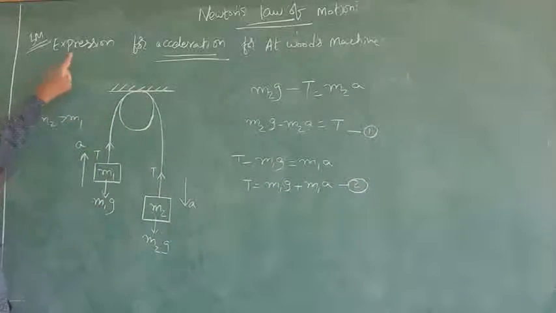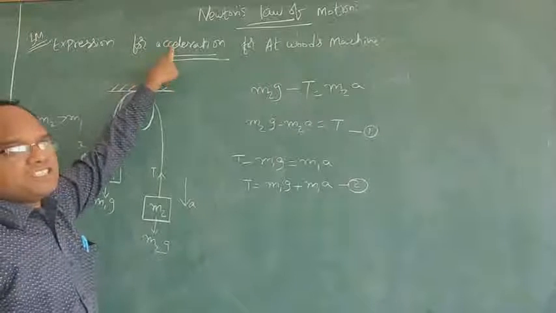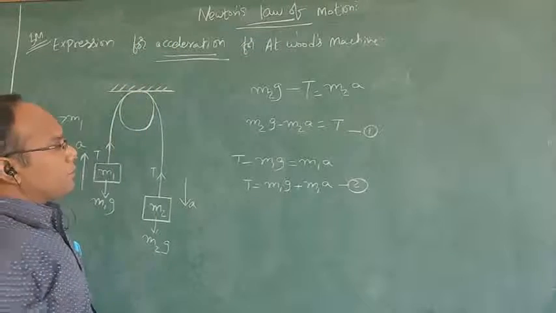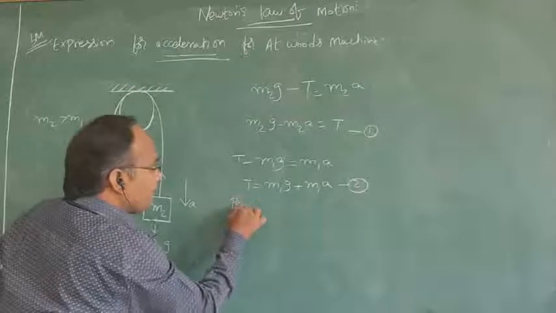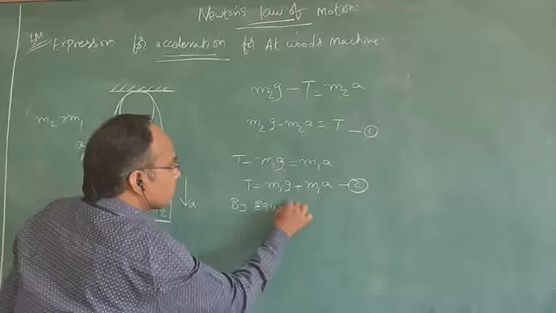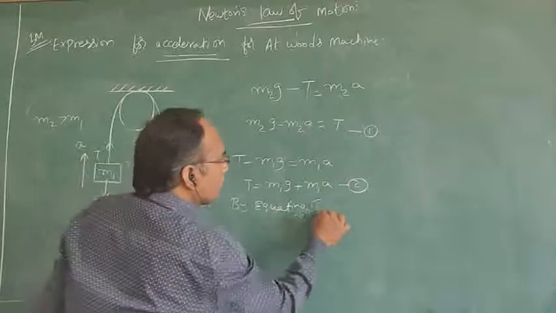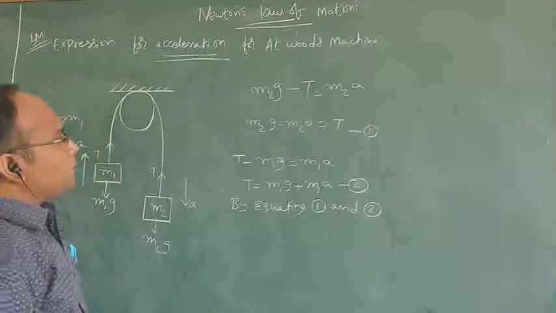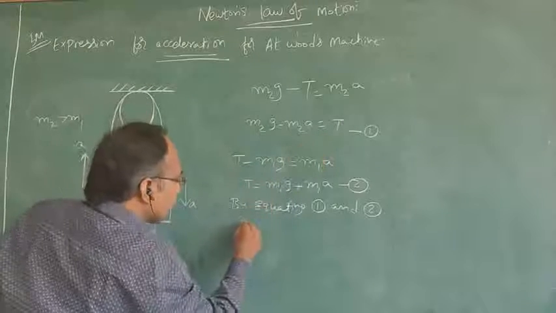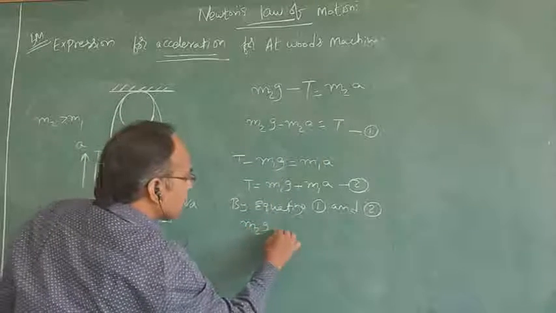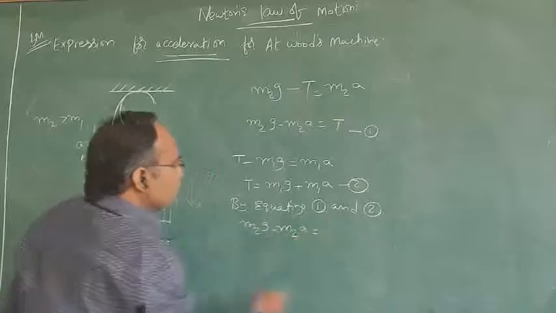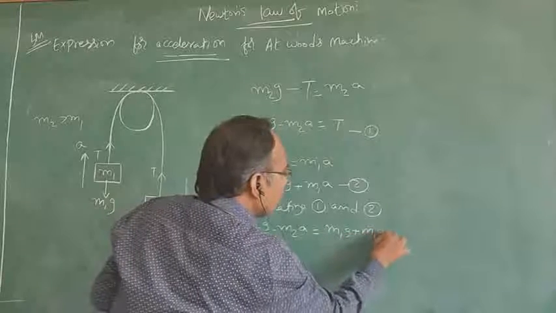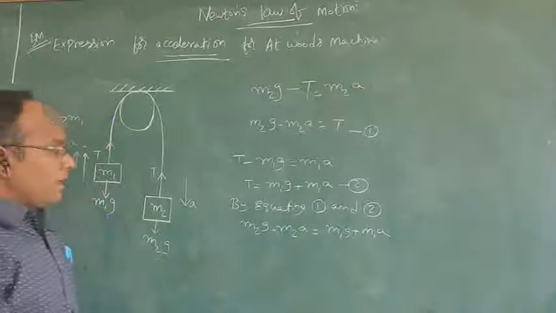So the question is expression for acceleration. Acceleration is represented by A. We have to find out the acceleration A. Then how to do it? By equating 1 and 2. So what should I write? This T is equal to, M2g minus M2A is equal to tension, M1g plus M1A.